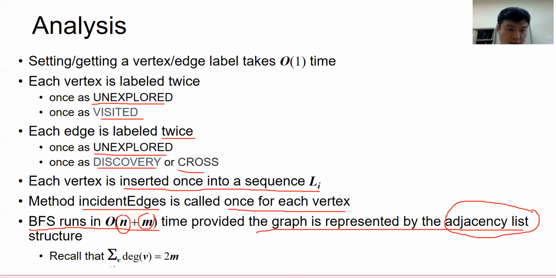And for this BFS, you still remember the property of the graph: the sum of the degrees of V equals 2 multiplied by M. So the degree means the number of edges on a particular node, and then you do the summation for all the nodes.